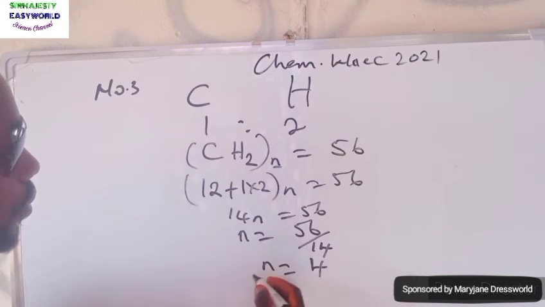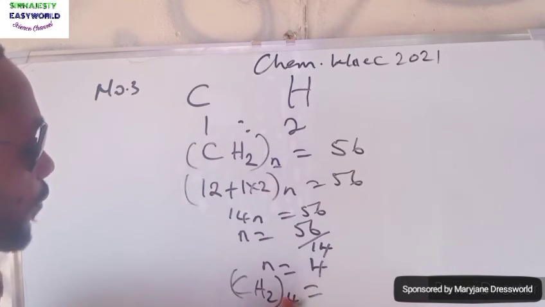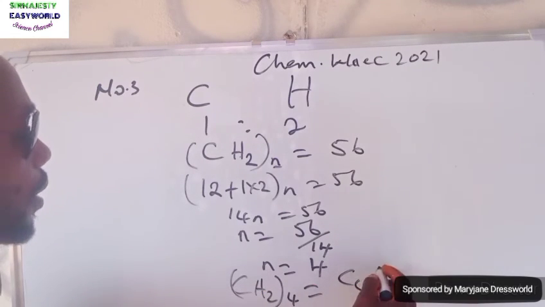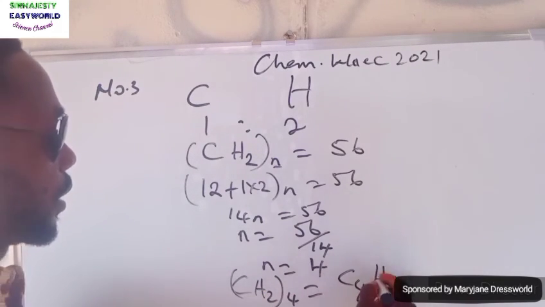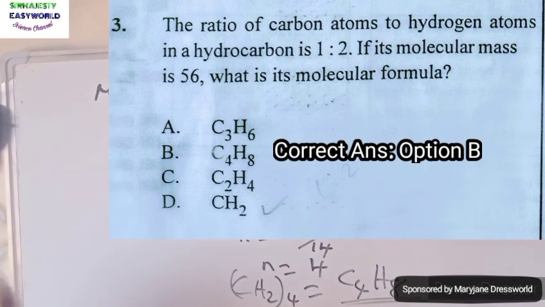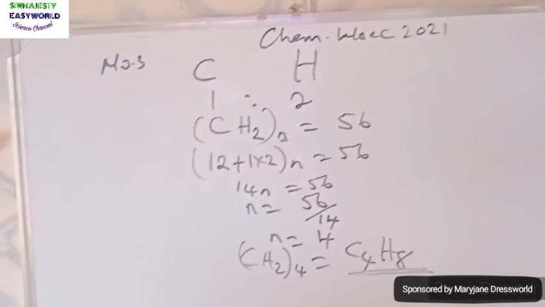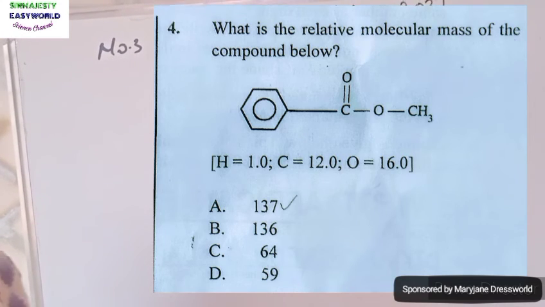And if we do that, what do we have? We have (CH2)4. So expanding, 4 times 1 is C4, 4 times 2 is H8. So the molecular formula is C4H8. That is it for question number 3. So we move to question number 4, and there is a structure there.